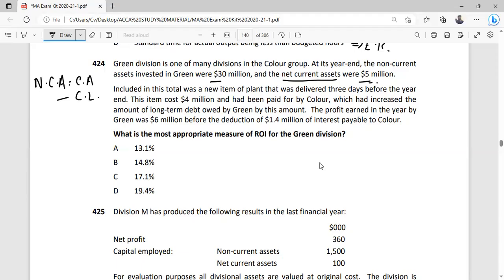Included in this total was a new item of plant that was delivered 3 days before the year end. This item cost $4 million and had been paid for by Color, which had increased the amount of long-term debt owed by Green by this amount. The profit earned in this year by Green was 6 million before the deduction of 1.4 million of interest payable to Color. What is the most appropriate measure of ROI for the Green division? Okay.